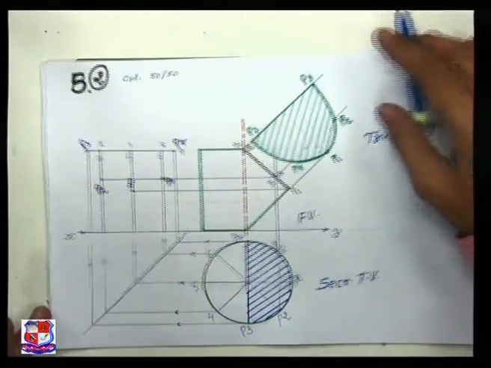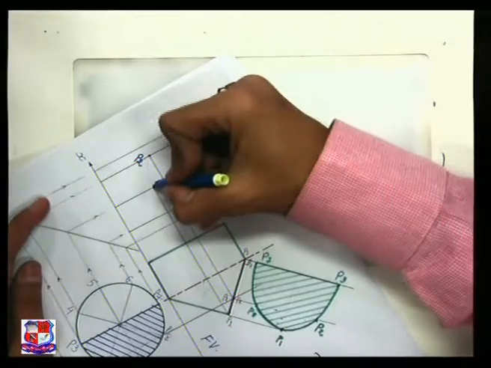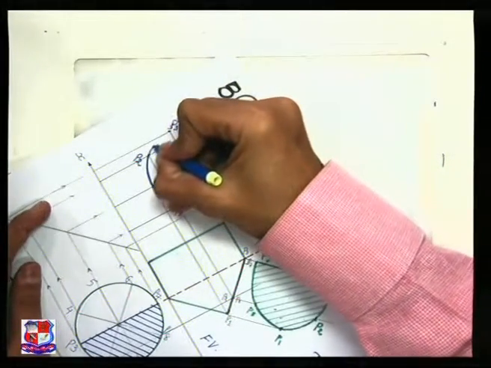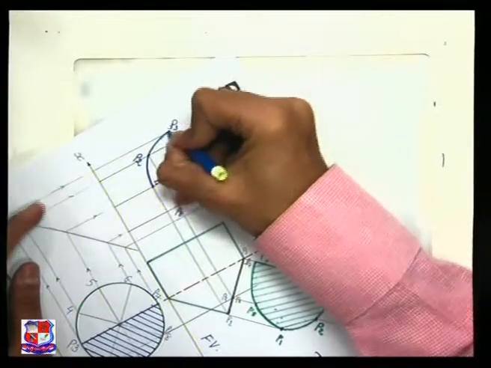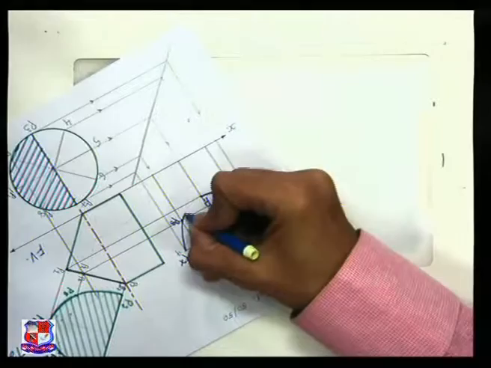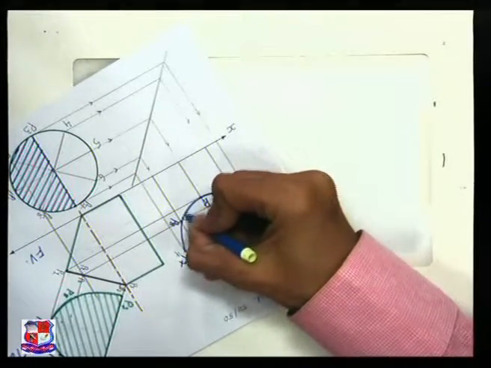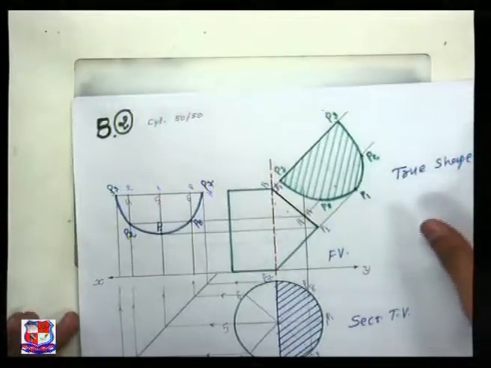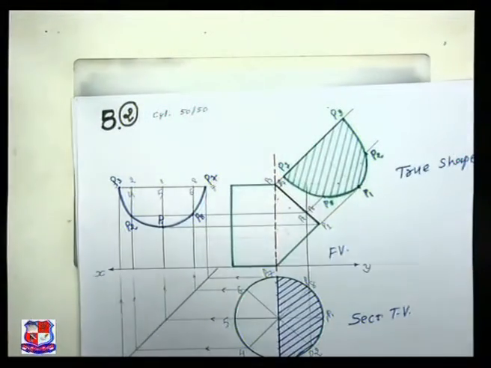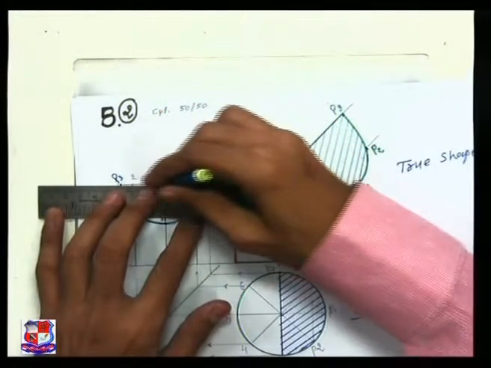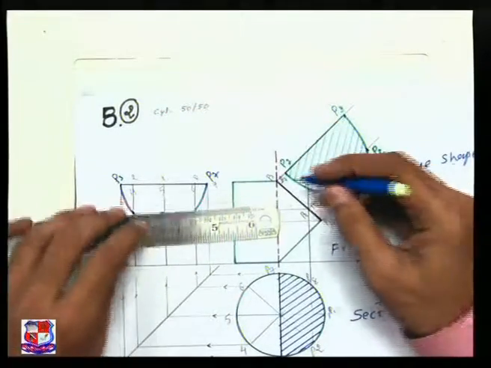Now again join all these points with a smooth curve, as it's a cylindrical portion. So it would appear like this, right? So this shows the sectional side view of this cylinder. If you cut this cylinder at an angle of 45 degrees, and if you look from the side, it would appear as shown over here. Here also a line would be visible, which shows this upper edge.